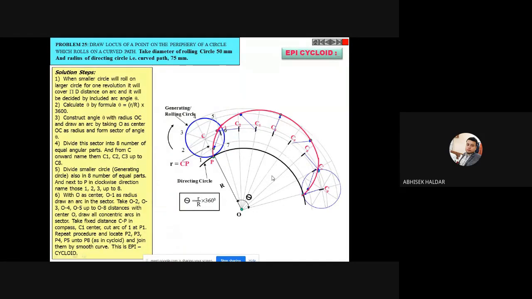And this curve should be joined by your HB pencil, and whatever other parts you have drawn should be drawn by your H or 2H pencil. That means those should be light. This main curve, that means this pink one, should be highlighted. That means it should be drawn by your HB pencil. Is there any doubt?